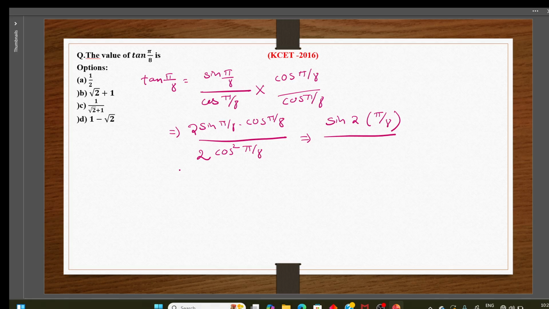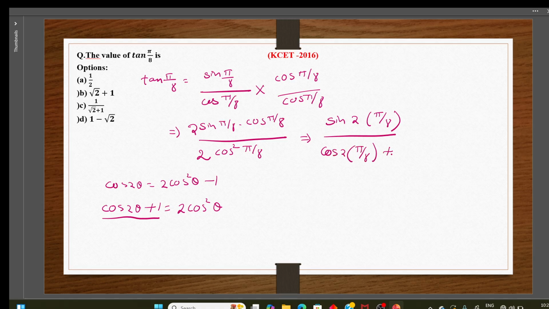Here we use one identity: cos 2 theta is equal to 2 cos square theta minus 1. Transferring the minus 1 to the left hand side, cos 2 theta plus 1 is equal to 2 cos square theta. Here theta is pi by 8. So 2 cos square theta is cos 2 theta plus 1, that is cos of 2 times pi by 8, plus 1.